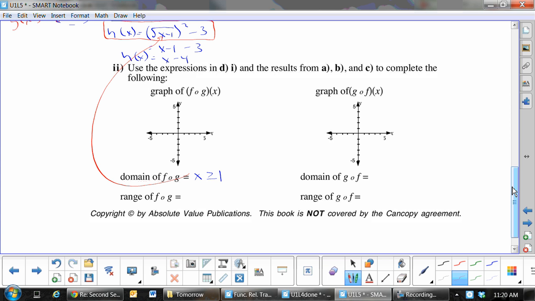So we use our domain, we plug it in. And we find that our range would be y is greater than or equal to negative 3, sorry. Okay? So use domain to find the range. You actually plug your domain in. Plug in anything greater than 1.